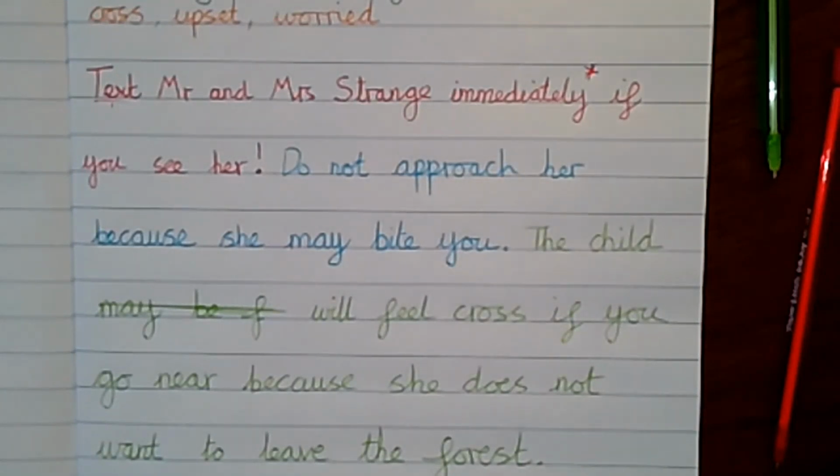We are loving reading your missing posters on Seesaw. Remember, capital letters to start a sentence. Remember your full stops once you've finished. And remember that beautiful handwriting.